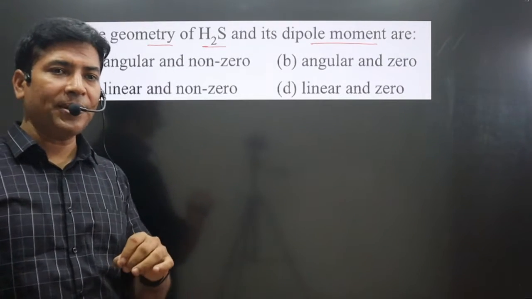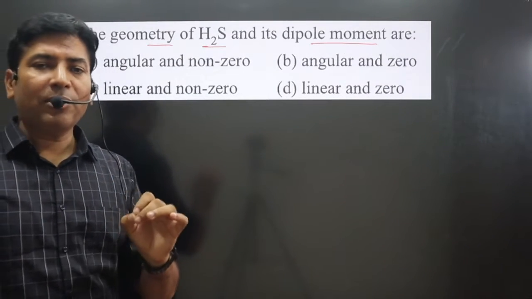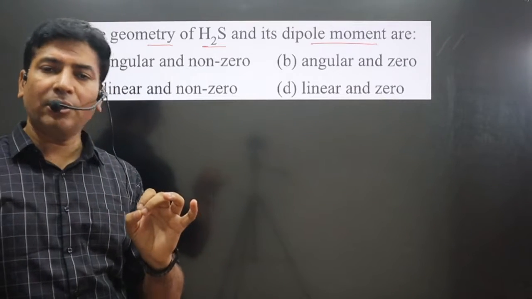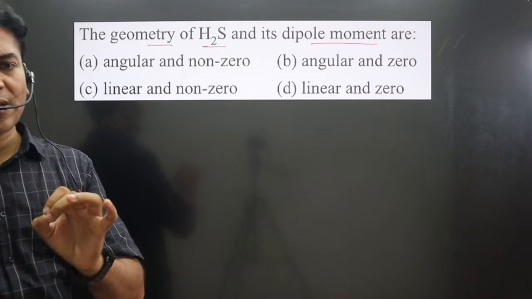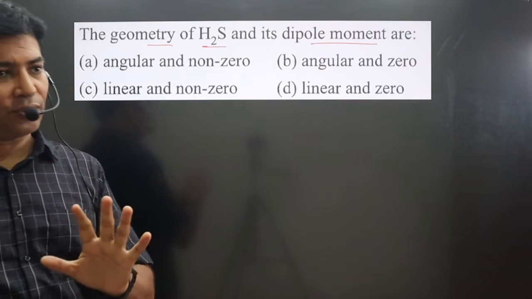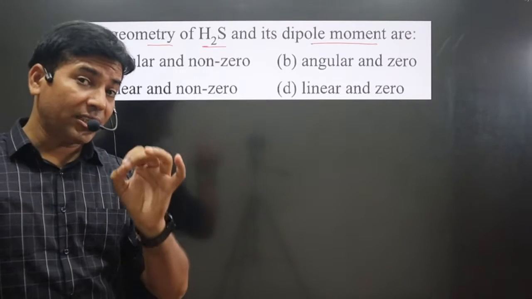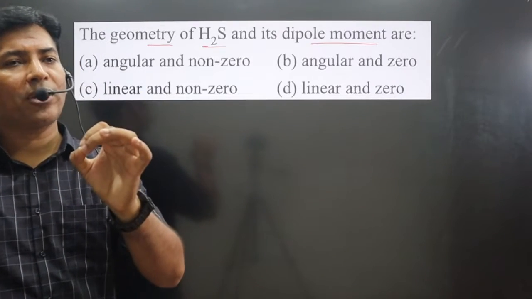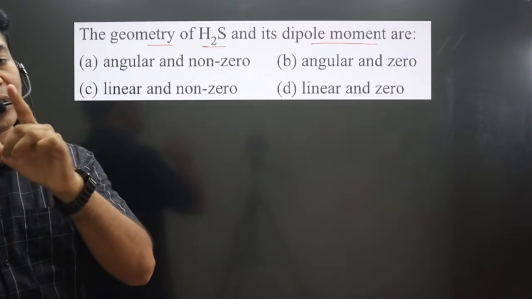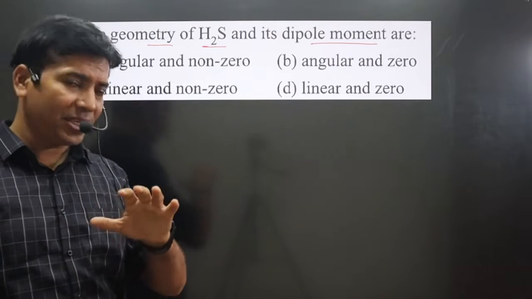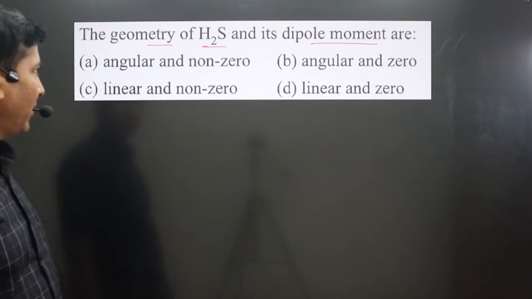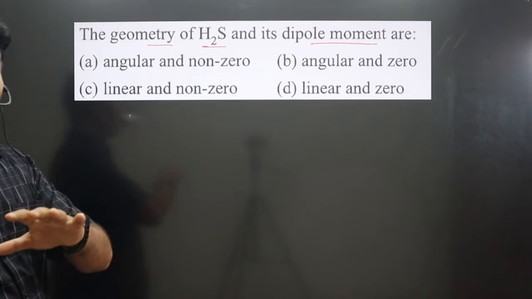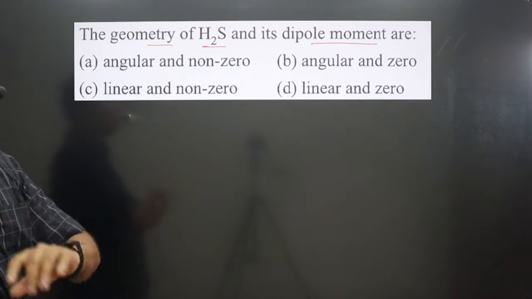Always keep in mind, if the central element in a molecule is having a regular geometry, then its dipole moment will be 0. And if the central element is having lone pair, its dipole moment will always be non-zero. Remember, based on this we are going to answer this question. First we talk about geometry: we find the number of sigma bonds, then hybridization, then geometry.